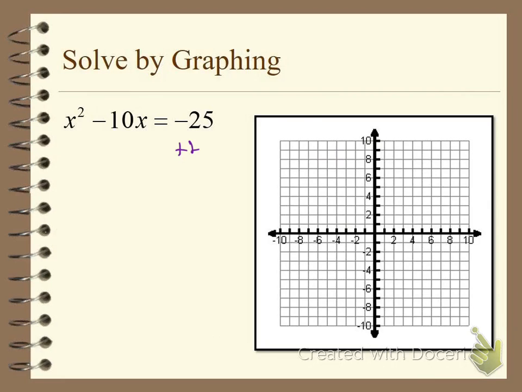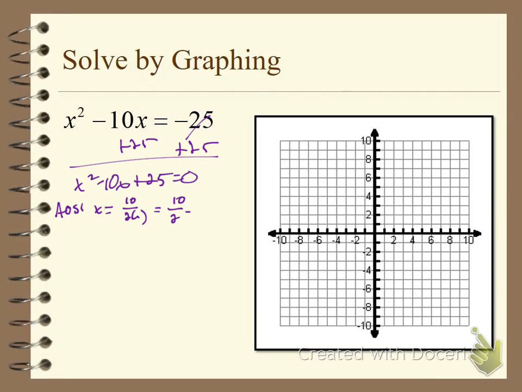Okay, all right, so we had to add 25 to both sides. Then we got to go through and do our axis of symmetry and vertex. Opposite b over 2a gives us 10 over 2, which is 5. So axis of symmetry is at x equals 5. That means our vertex is at 5, comma. Let's go plug that in. 5 squared minus 10 times 5 plus 25 equals 0.